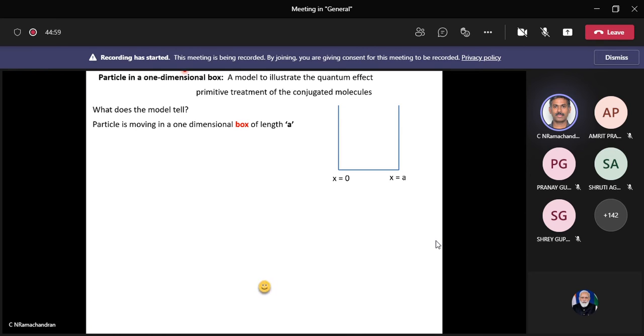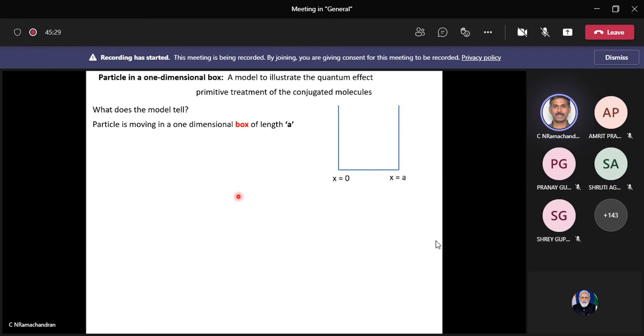So this model, particle is moving in a one-dimensional box of length A. Here this is a box and its length is A. Length is A means its boundaries are x equal to 0 and x equal to A. This is a one-dimensional box I'm talking about, and the two boundaries I have are x equal to 0 and x equal to A.